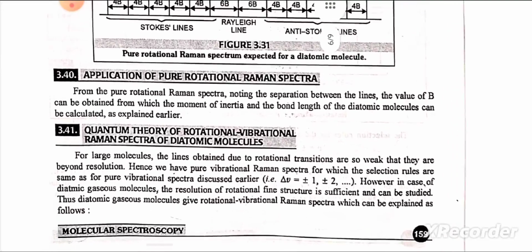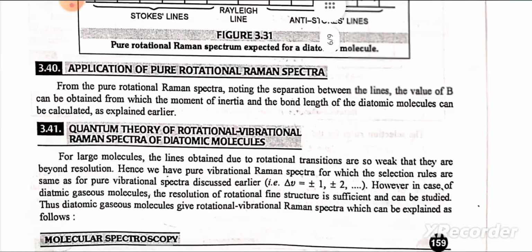Application of pure rotational Raman spectrum. From the pure rotational Raman spectra, noting the separation between the lines, the value of B can be obtained, from which the moment of inertia and the bond length of the diatomic molecules can be calculated as explained earlier.